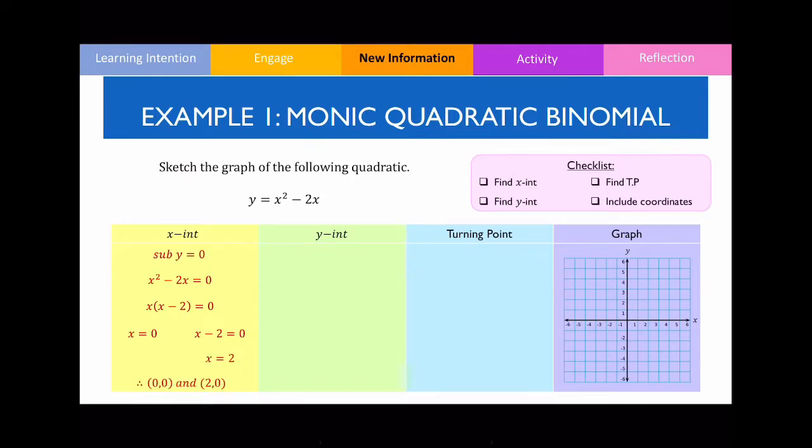And notice I've also written this in coordinate form. Please do this, okay? Your y-intercept, in this case over here, notice that this is written in the standard form.